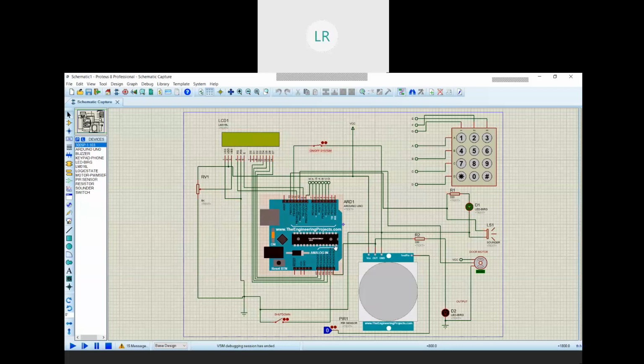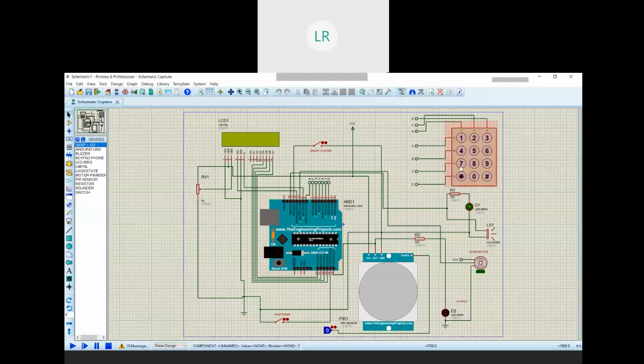Okay, there are some additions that can be made to this system. As for the keypad, it can be replaced with RFID, because passwords can always be shared with others or can be known by others if people really intend to know the password. So RFID can be used. RFID is not used in the simulation because we cannot represent RFID in the Proteus simulation.